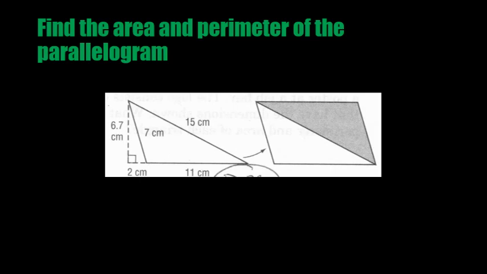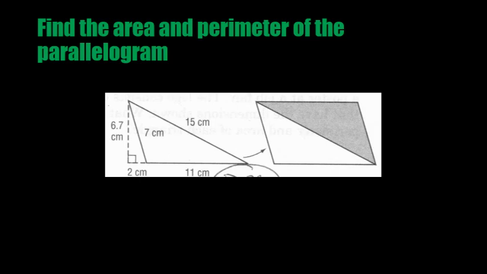Okay, so number 7. It says a bathroom tile floor is made up of black and white parallelograms. Each parallelogram is made up of 2 triangles with dimensions as shown. Find the perimeter and area of one parallelogram. So it gives you the shape like this. So let me just draw the extra to make it a right triangle. So that's a right angle.